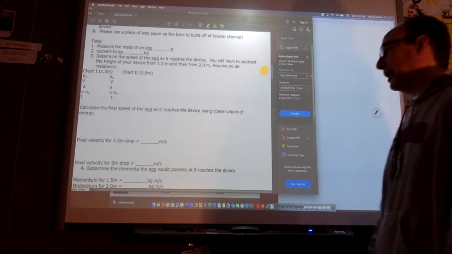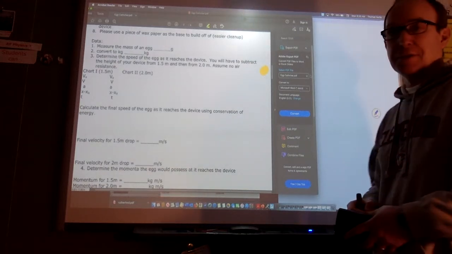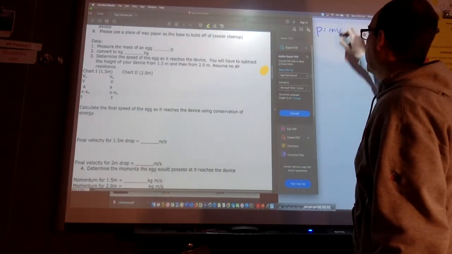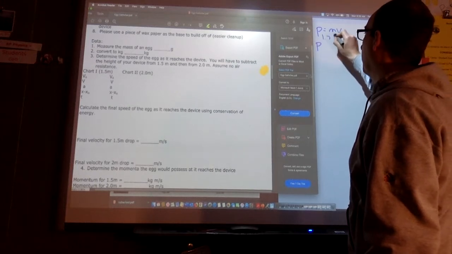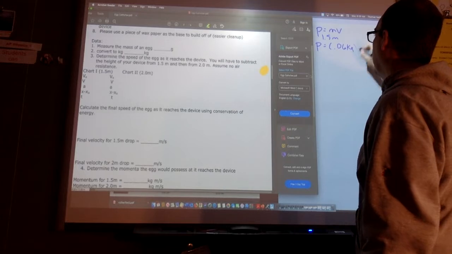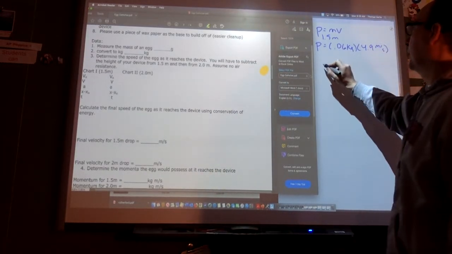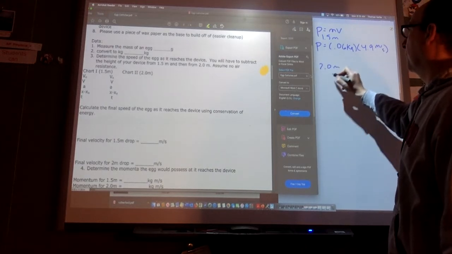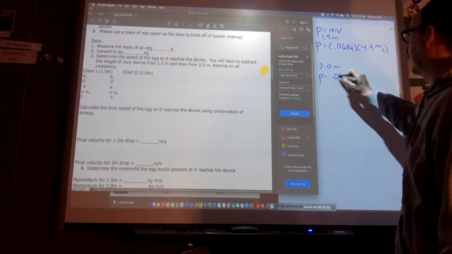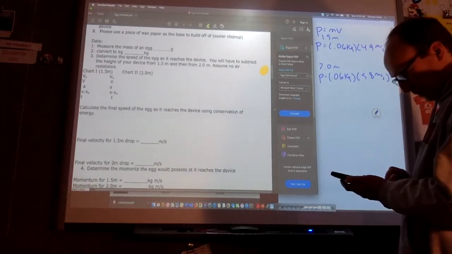Okay, so calculate the momenta the egg would possess as it reaches the device. So momentum formula is m times v. So for my 1.5 meter fall, it's going to be 0.06 kilograms times 4.9 meters per second. For my 2 meter fall, it's going to be 0.06 kilograms times 5.8 meters per second.